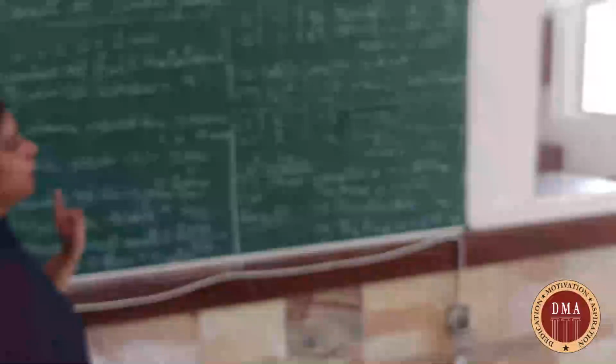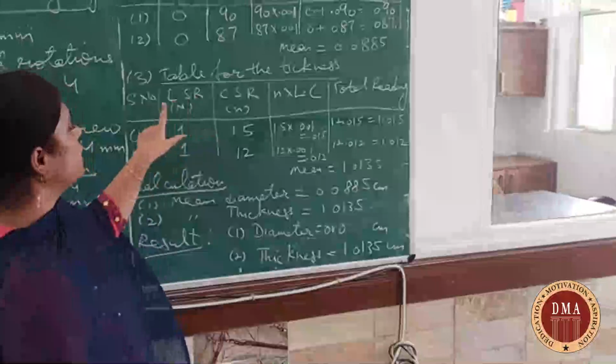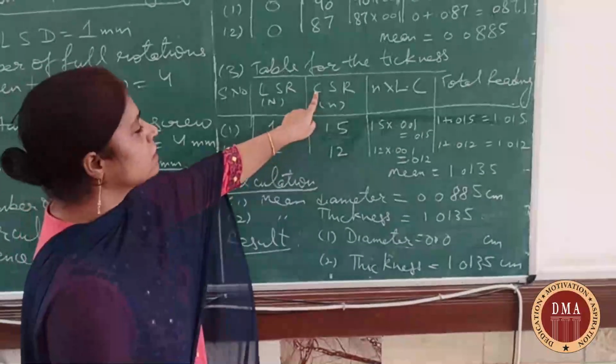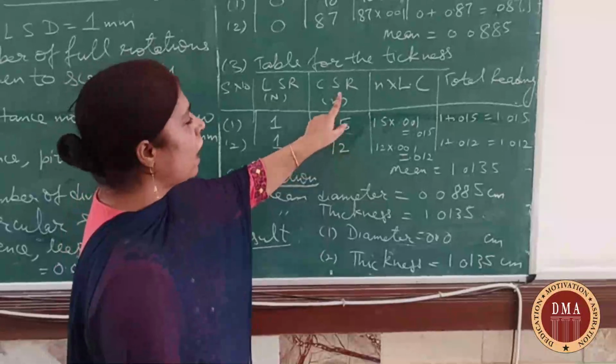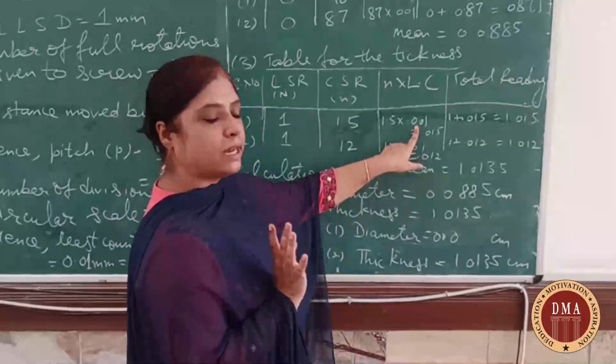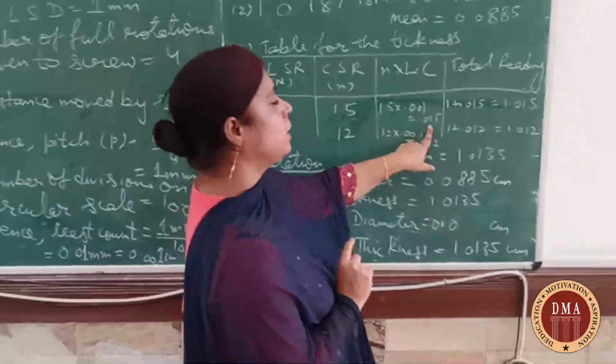Now look at the board again. In the same way, the table for the thickness: serial number, linear scale reading. Here I got my linear scale reading as 1 and circular scale reading as 15. I have to multiply this with the least count of the screw gauge, which is again 0.001 centimeter. It will give me 0.015.